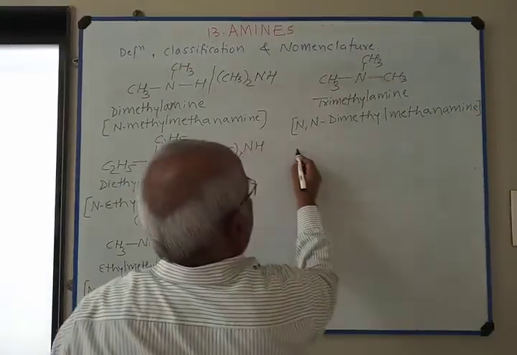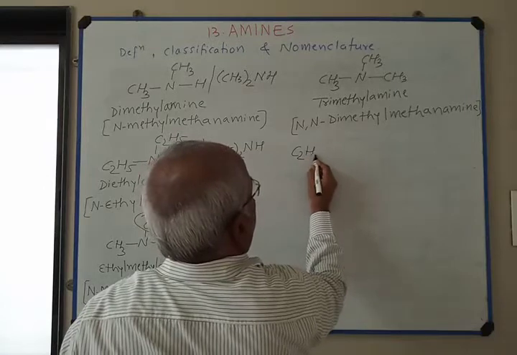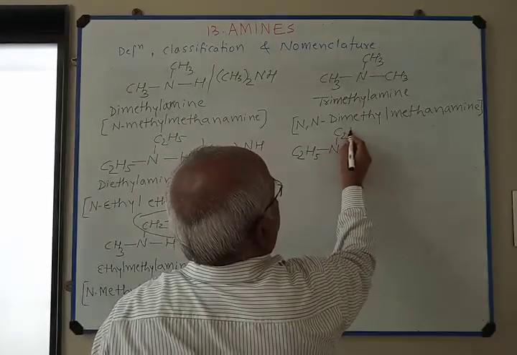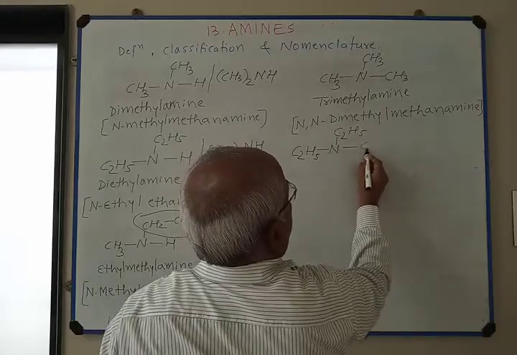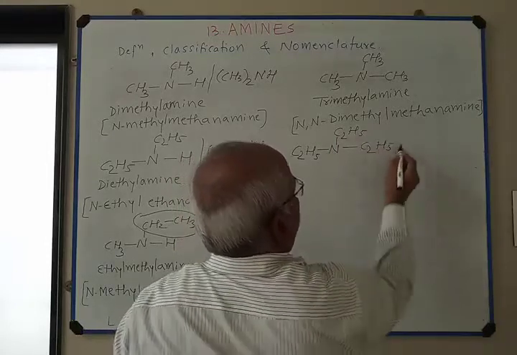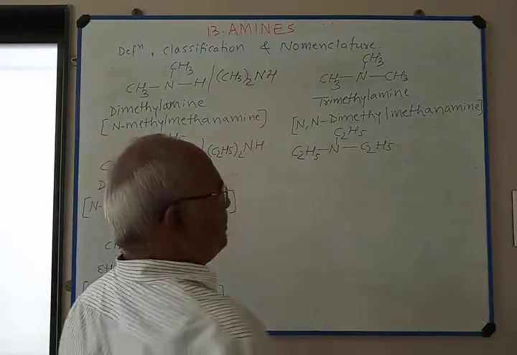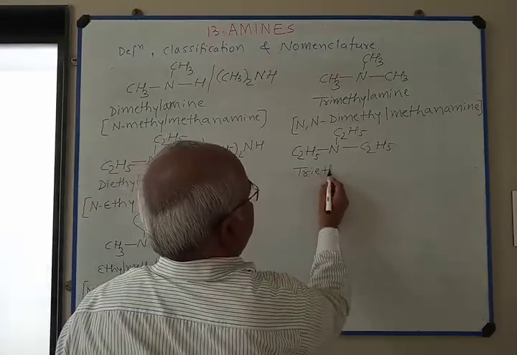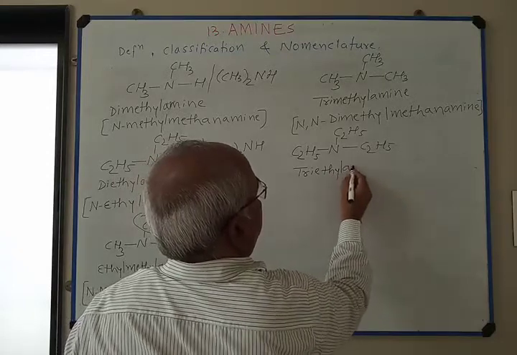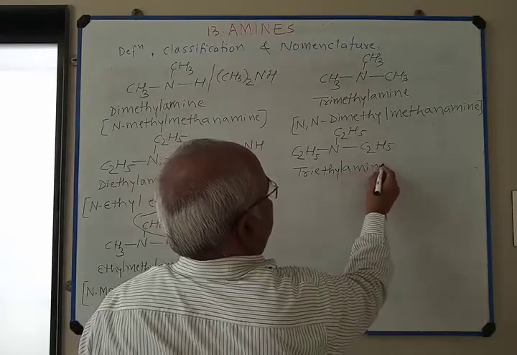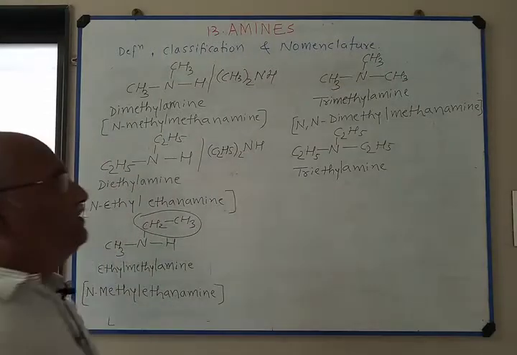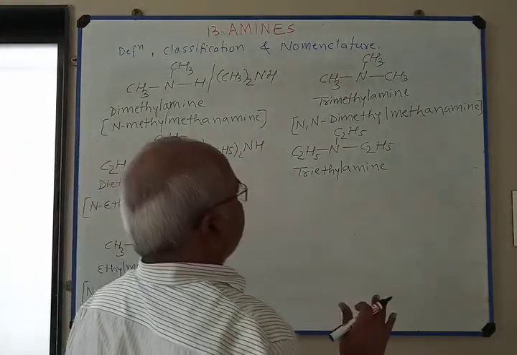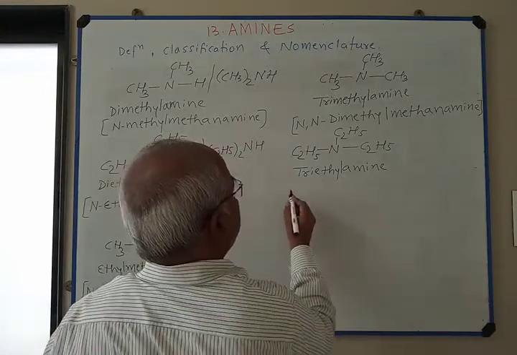Next, C2H5 single bond N, C2H5 single bond C2H5. Three ethyl groups are present. Therefore, write the IUPAC common name triethyl amine. It is again an example of symmetrical amine.